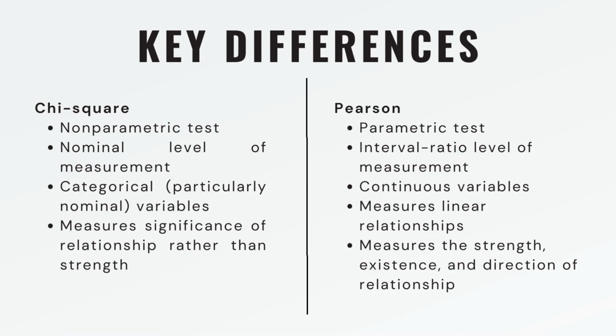First, the chi-square and Pearson product moment. The chi-square test is non-parametric, meaning it does not make assumptions about the population the data was taken from. It focuses on the nominal level of measurement and categorical, specifically nominal variables, and measures the significance of the relationship. The Pearson product moment is a parametric test, meaning it makes assumptions about the data's populations and sampling. It focuses on interval ratio levels of measurement and continuous variables and measures the strength, significance, and direction of the relationship.